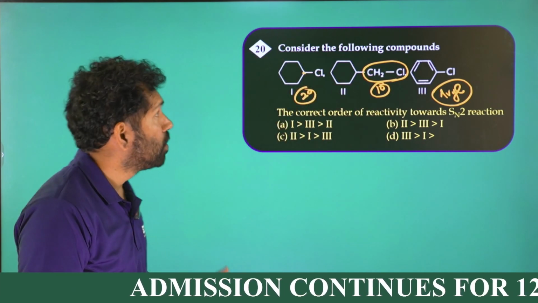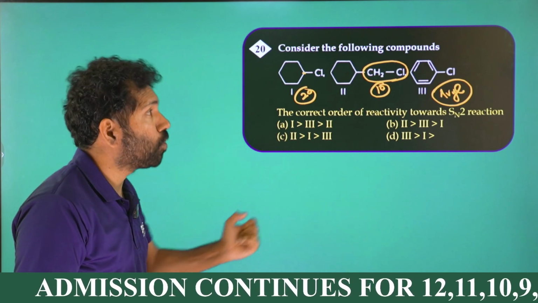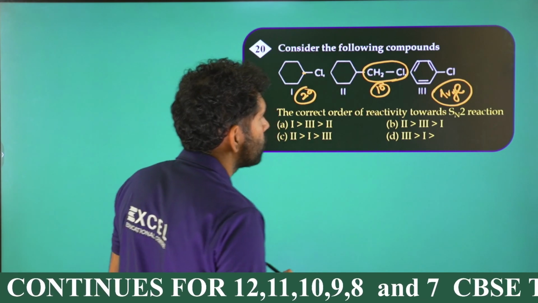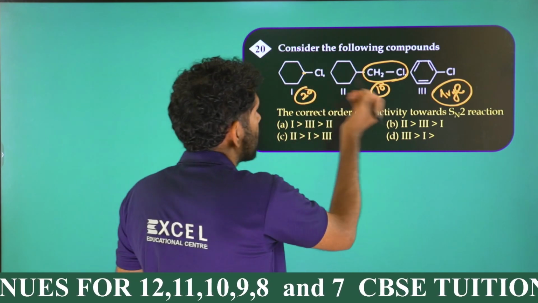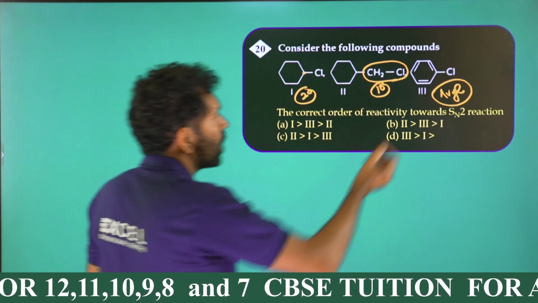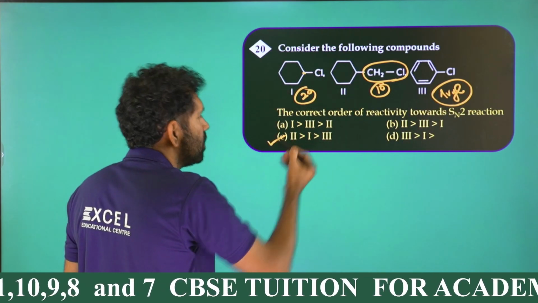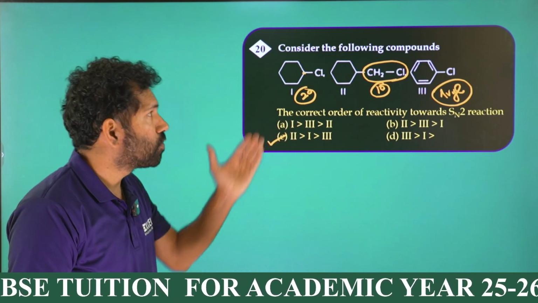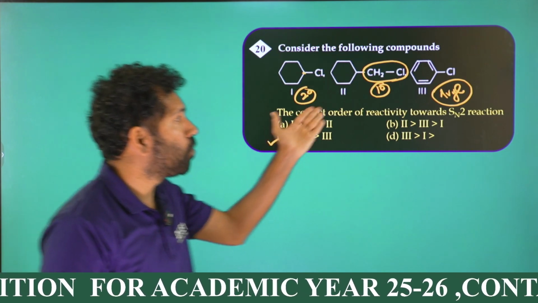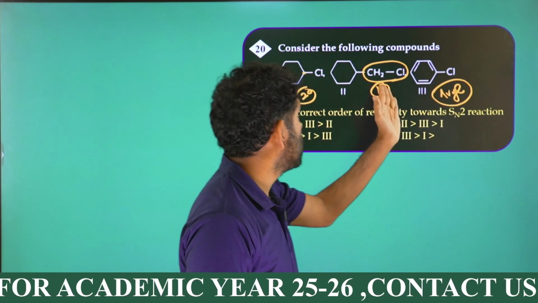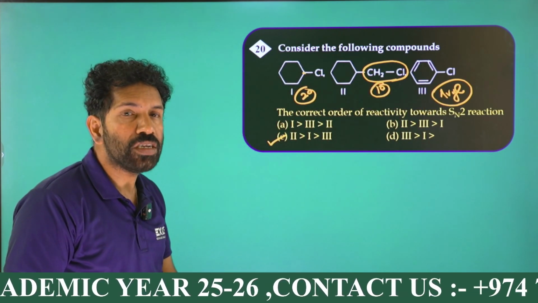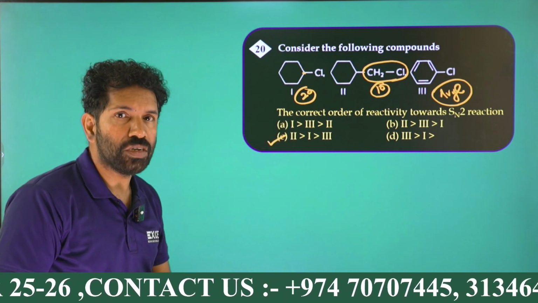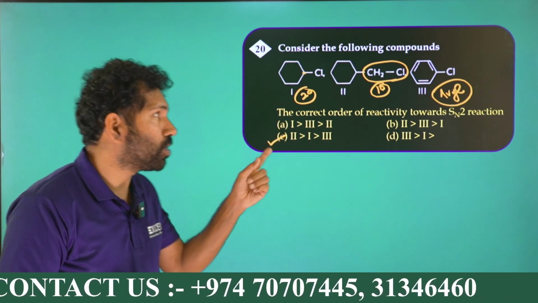We already said it. The correct order of reactivity of these compounds towards SN2 is that primary will be maximum, so second is maximum. Then secondary will come, that is first. Then aryl will come, that is third. So the answer is C. Okay, very easy question. This is a board exam question, remember, so just study it. The order of reactivity is primary, secondary, aryl. So this is about the order of reactivity of SN2. We are moving to the next question. Hope you got it, right?